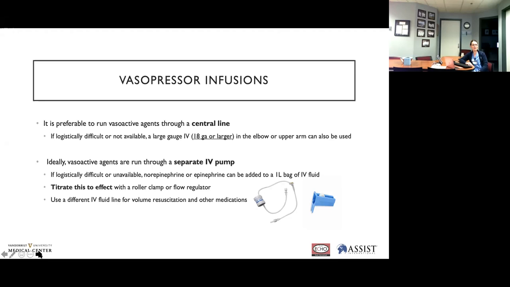If you can, it's ideal to use a different fluid line, so a second IV with a second set of tubing for volume resuscitation and other medications. Go ahead and advance that slide.